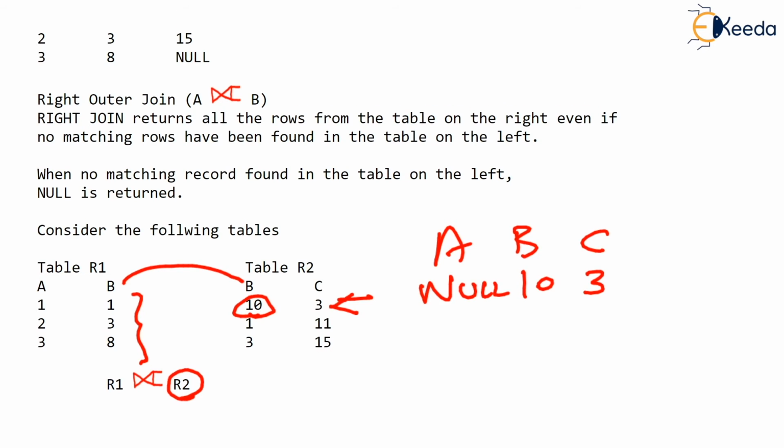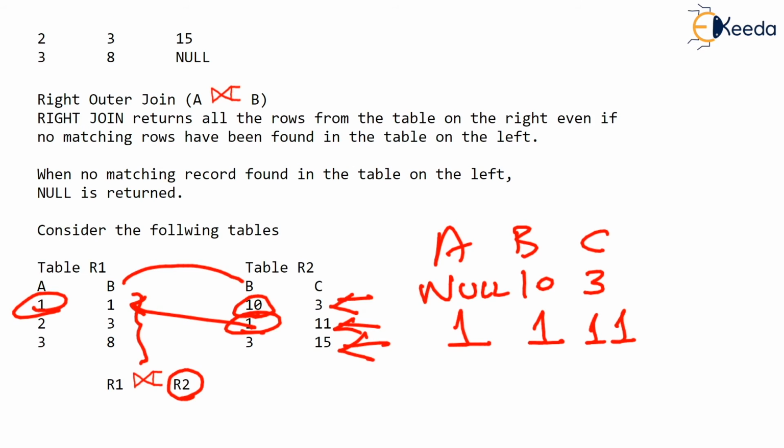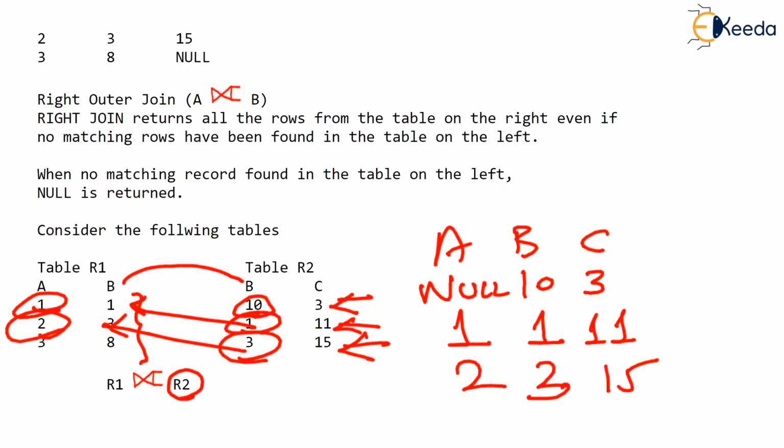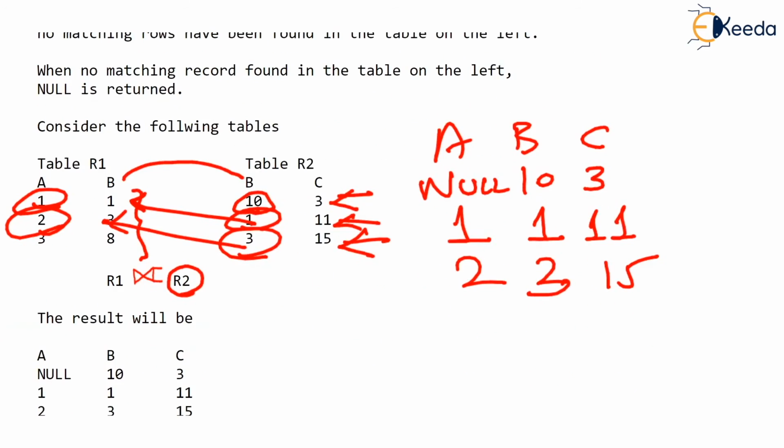What about 1, 1, 11? Yes, this one has a match over here. So the value shown will be 1, that is the value of A, then the value of B, which is 1, and 11. What about this row? 3 and 15. Yes, a 3 match is found over here. Then the value of A there is 2, check 2. Then the value of B is equal, 3, and the value of C is 15. So this is the result that has been shown here.